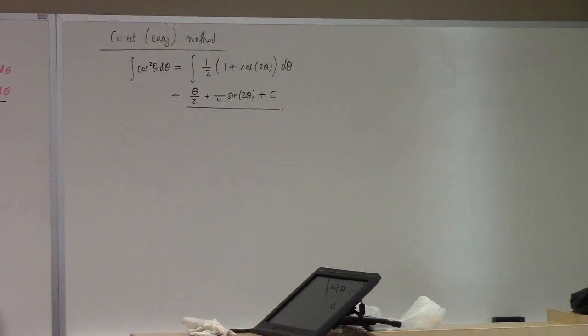I did a U substitution in that step. I made a U equals 2 theta substitution. That's where the extra half came from.